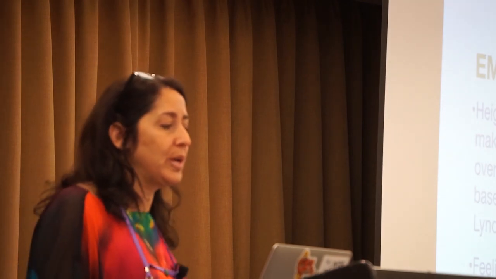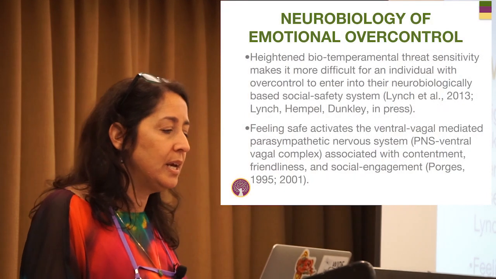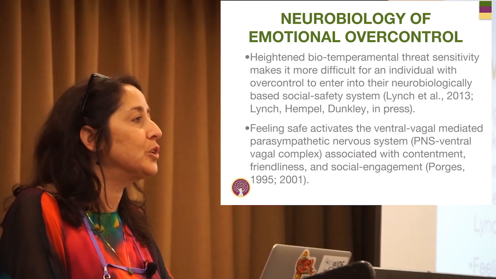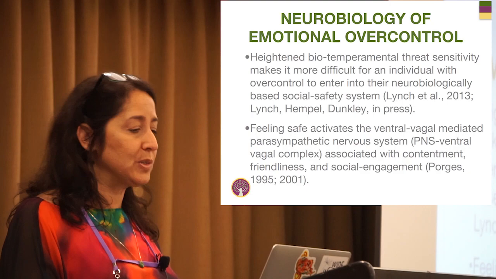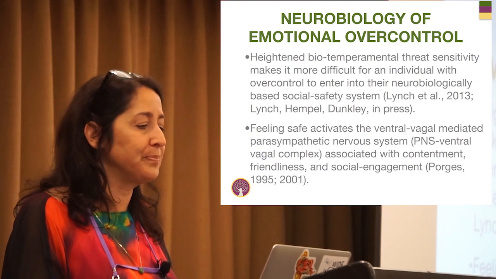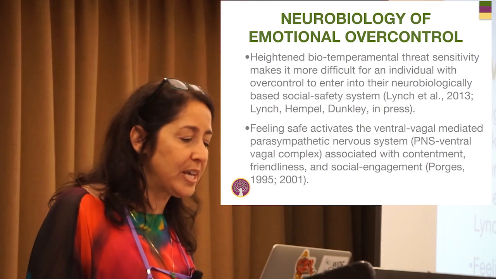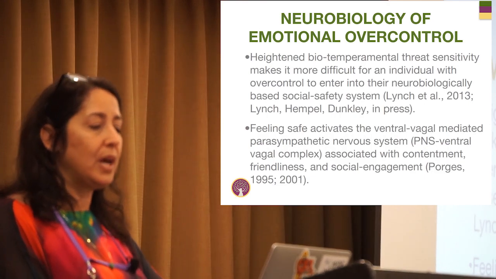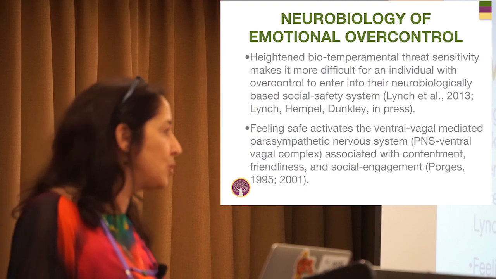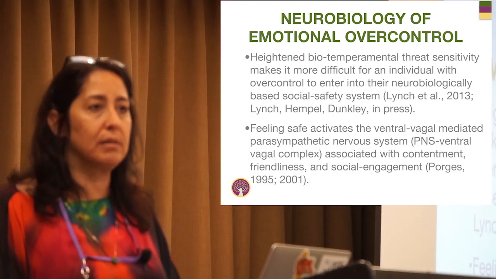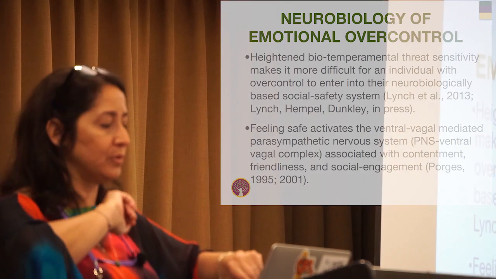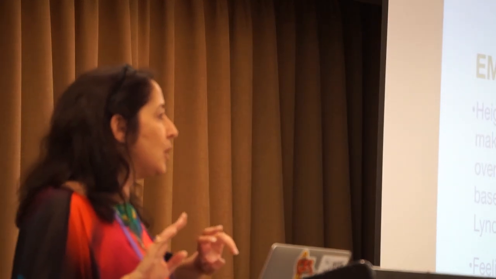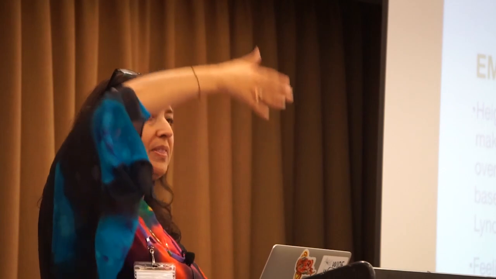Neurobiology of emotional overcontrol. We have heightened biotemperamental threat sensitivity, which makes it difficult for an individual with overcontrol to enter their neurobiologically based social safety system. Yes, I will explain what that means. Feeling safe activates the ventral vagal mediated parasympathetic nervous system associated with contentment, friendliness, and social engagement. So, a really quick lesson in the polyvagal theory. We all know about our ventral vagal nerve, and our ventral vagal nerve has the sympathetic and parasympathetic nervous systems working in tandem, right? When one is on, essentially the other is off.